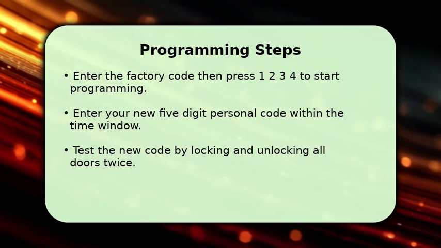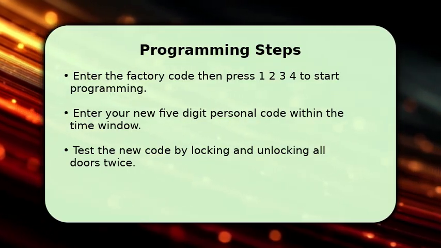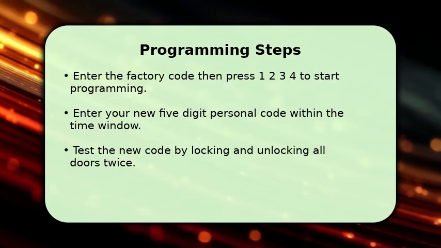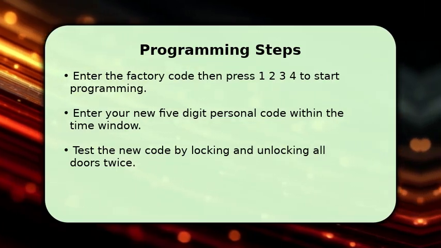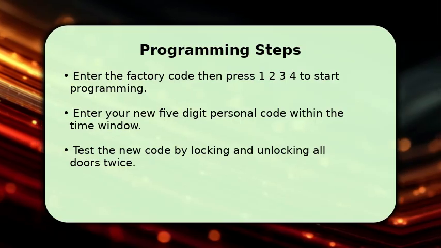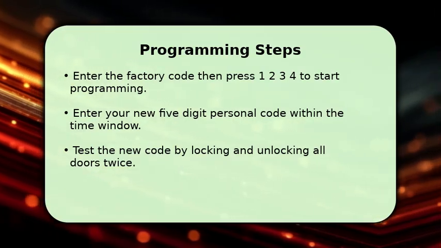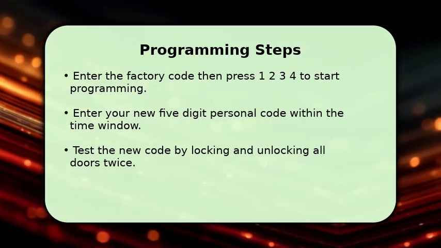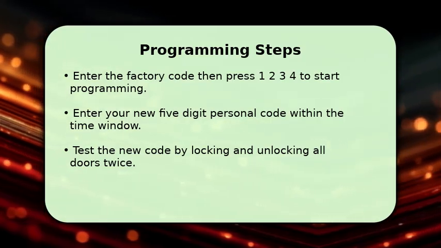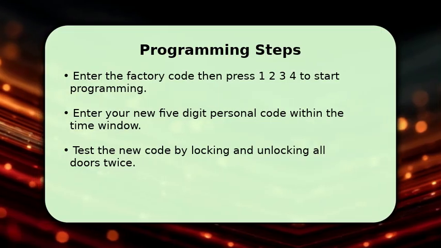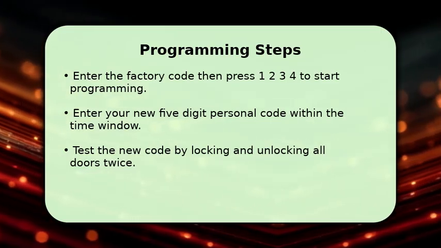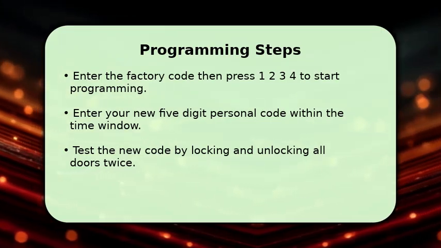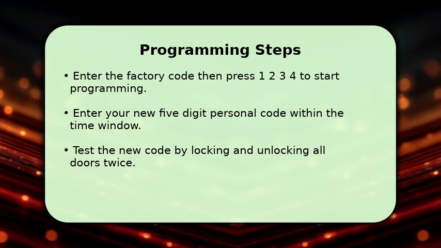Begin by entering the factory code on the driver door keypad, then press 1, 2, 3, 4 to enter programming mode. When prompted, enter your desired 5-digit personal code and wait for a confirmation beep or lock flash. If successful, test the new code several times, including remote lock and unlock, to ensure it works across all door functions. If programming fails, repeat the steps slowly and verify the factory code one more time.